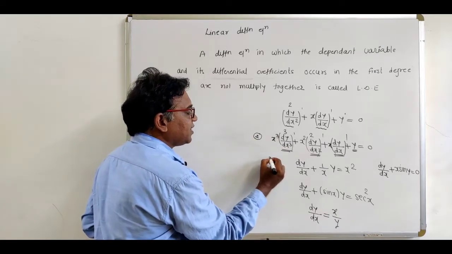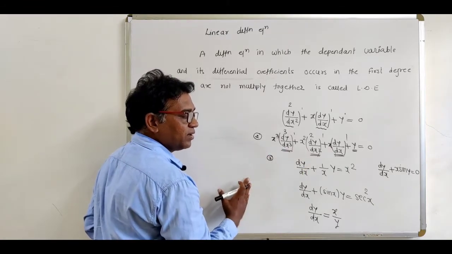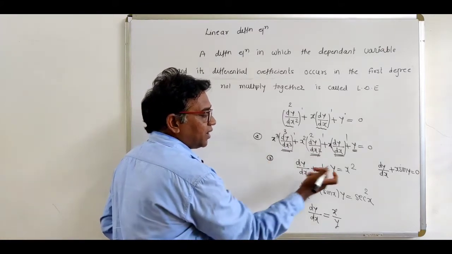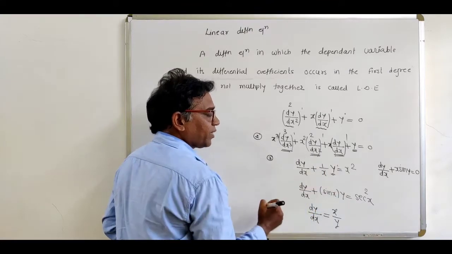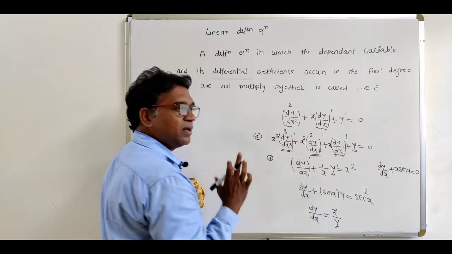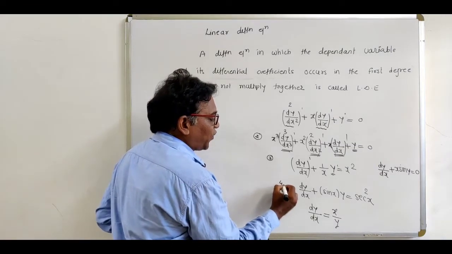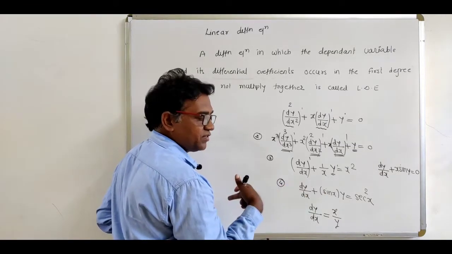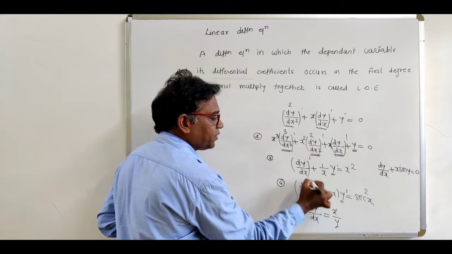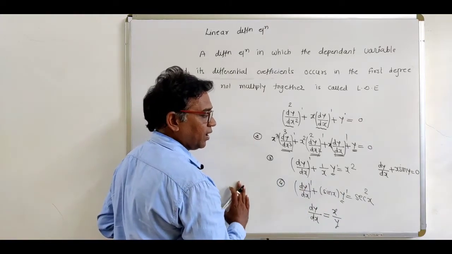Now if we consider this third example, dy by dx plus 1 upon x into y equal to x square, this is again the linear differential equation because the degree of this dependent variable y is 1, and the degree of this differential coefficient is again 1. So this is called the linear differential equation. If we consider this fourth example, then again this is the linear differential equation. The degree of this dependent variable is 1. The degree of this differential coefficient dy by dx is again 1. So this is again called the linear differential equation.